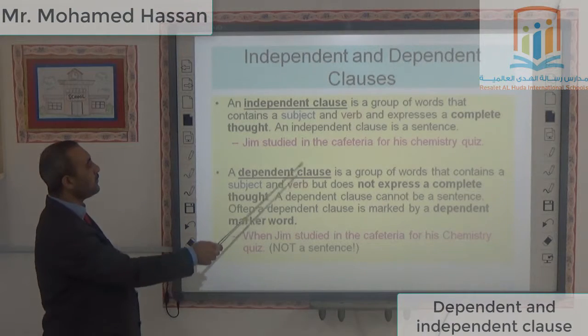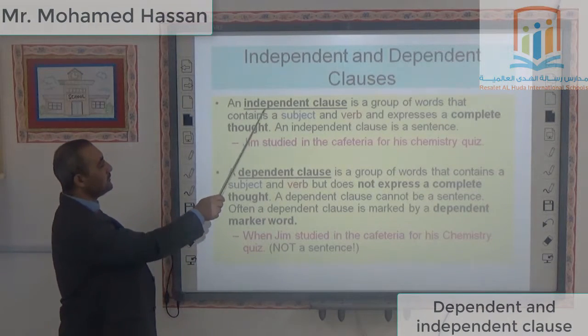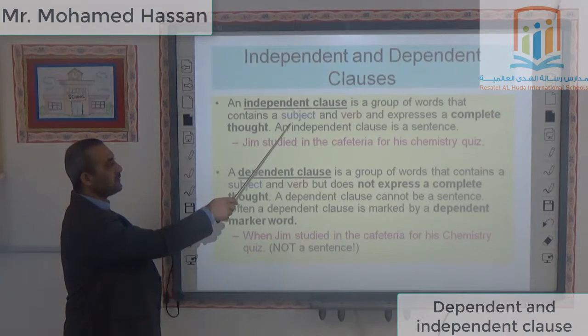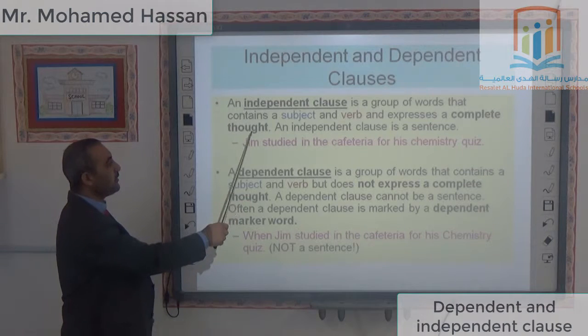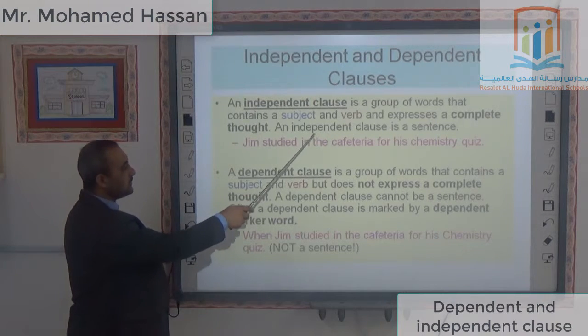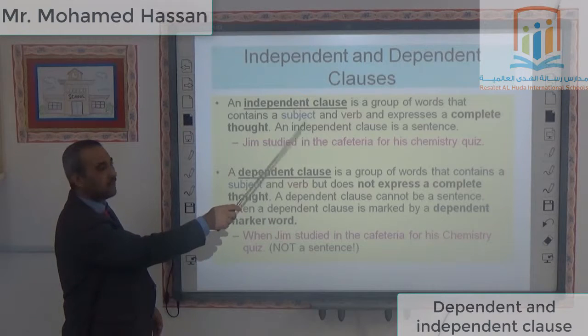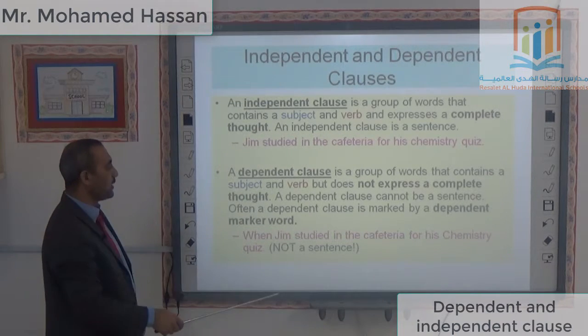Okay, first of all, what's an independent clause? An independent clause is a group of words that contains a subject and a verb and expresses a complete thought. An independent clause is a sentence, okay? So, if you have a subject and a verb, and it gives you a complete meaning, a complete thought, we call it an independent clause.